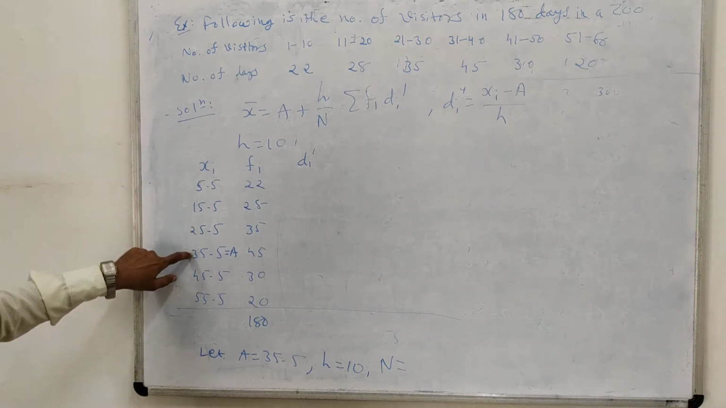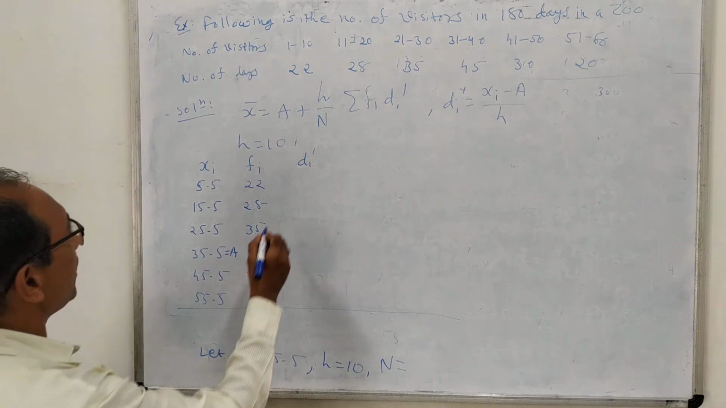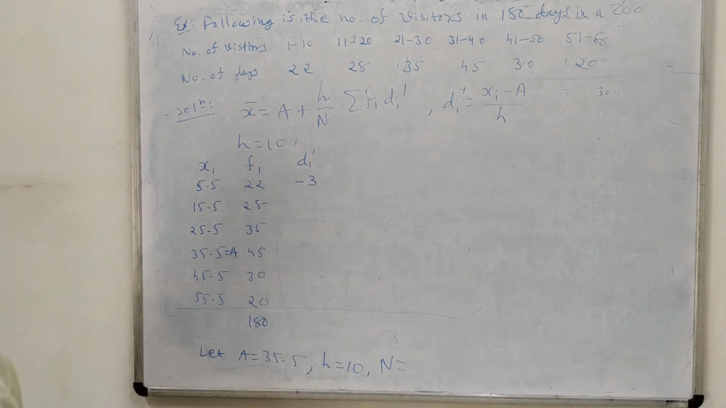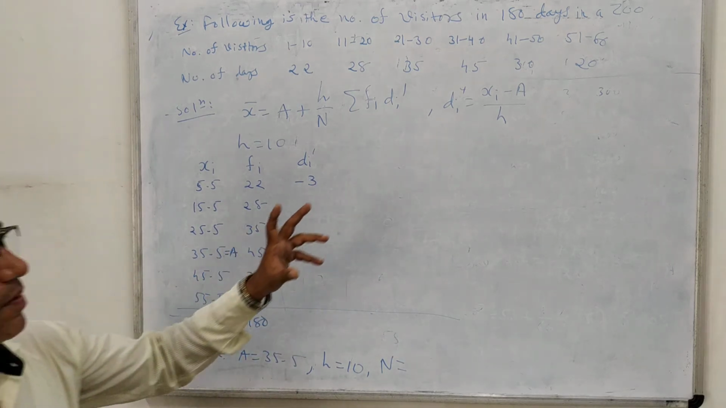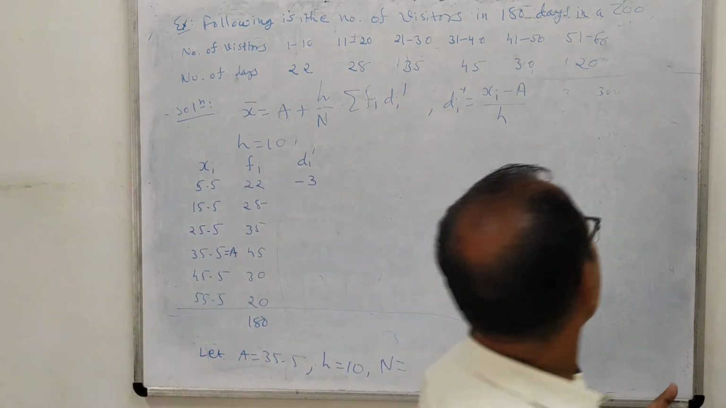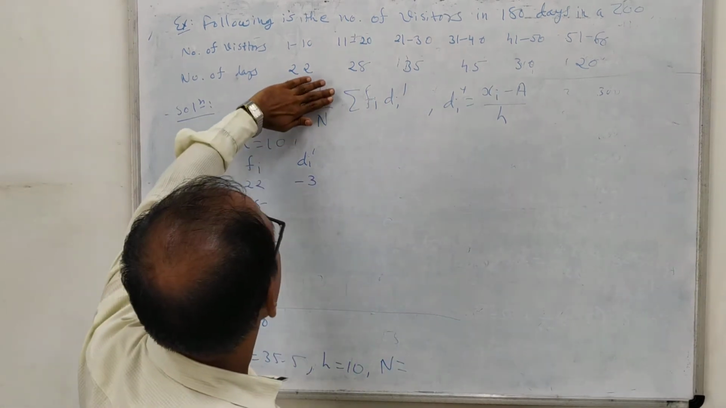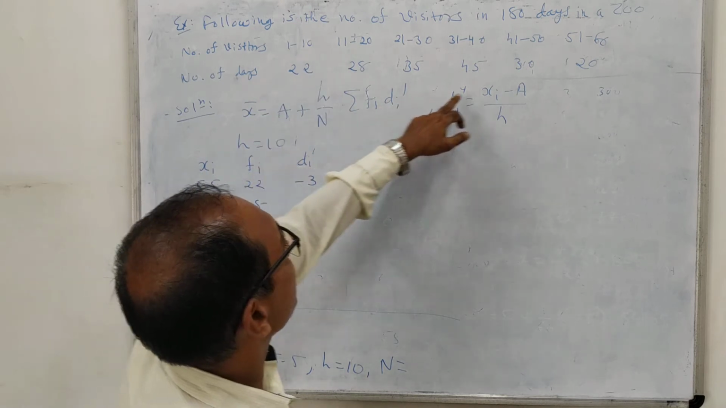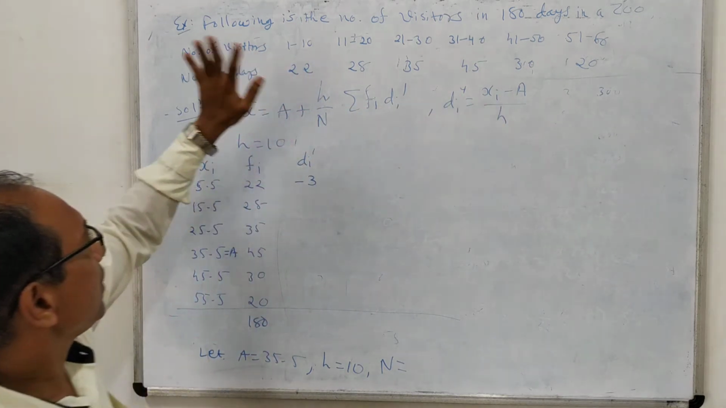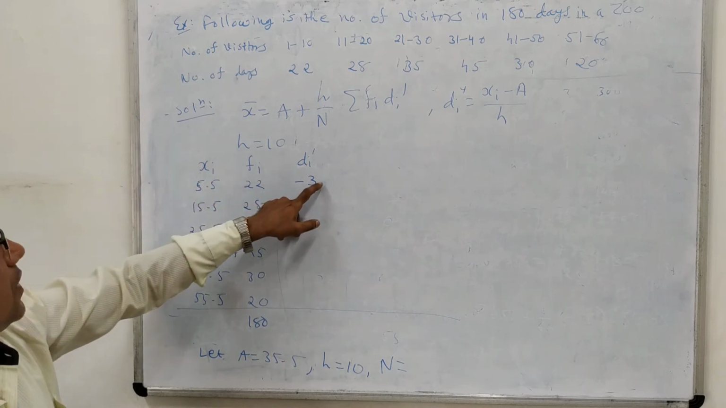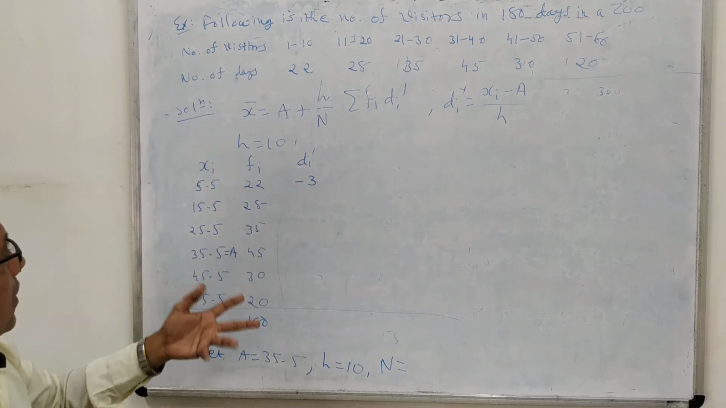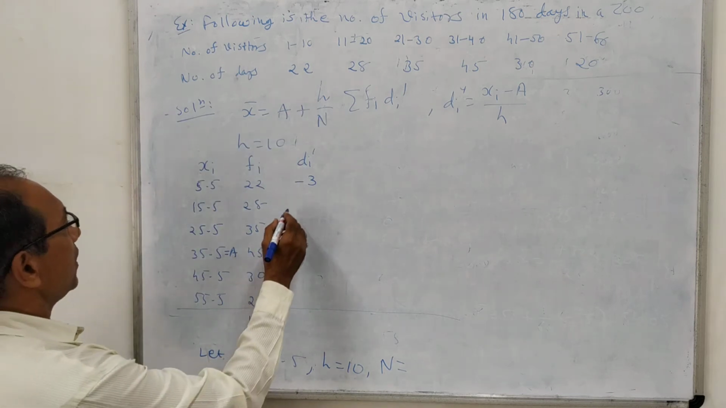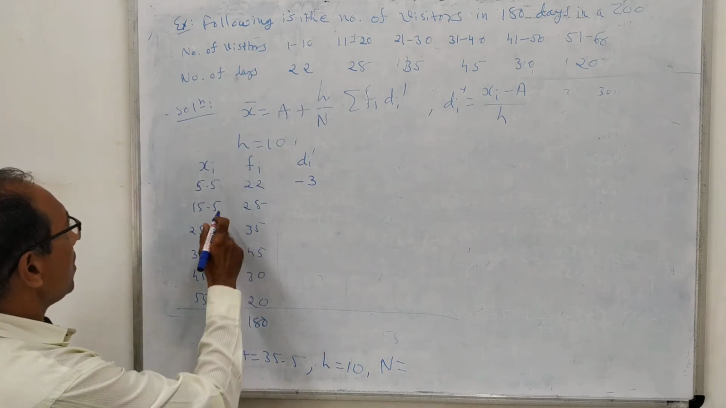25.5 minus 35.5 is minus 10, so minus 10 by 10, h is 10, means minus 1. If we had not divided by h, we could have avoided this by using the last formula, simply writing di. Di is xi minus A, and h will not be required. Then we could have written minus 30 here. But here we have divided this by h, and that's why the number becomes smaller.